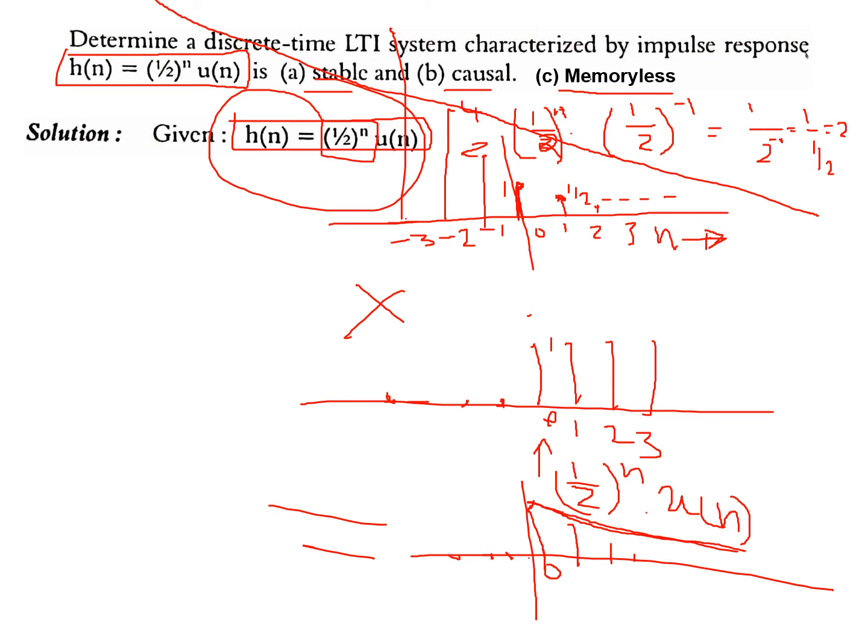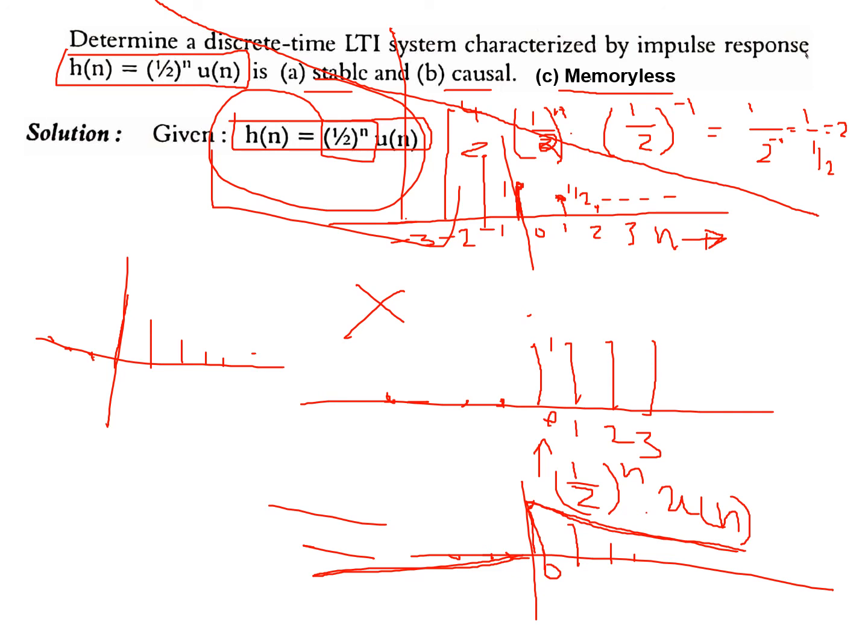The left-sided values are 0. The signal is one-sided. Its value at the origin is 1 and all other values are decreasing. When n becomes infinity, the value of the signal becomes 0. It is a falling exponential. So that is the graph of the given signal. I'll draw it once again: 1, half, 1 by 4, 1 by 8, 1 by 16, and so on, and all the left-sided values are 0. It's only one-sided. This is the graph of the given impulse response.